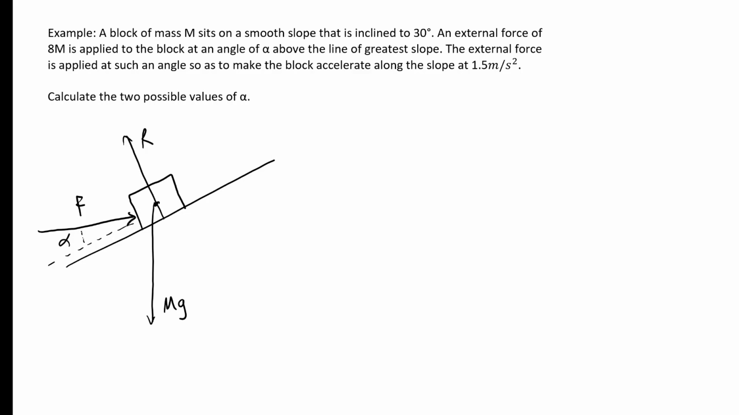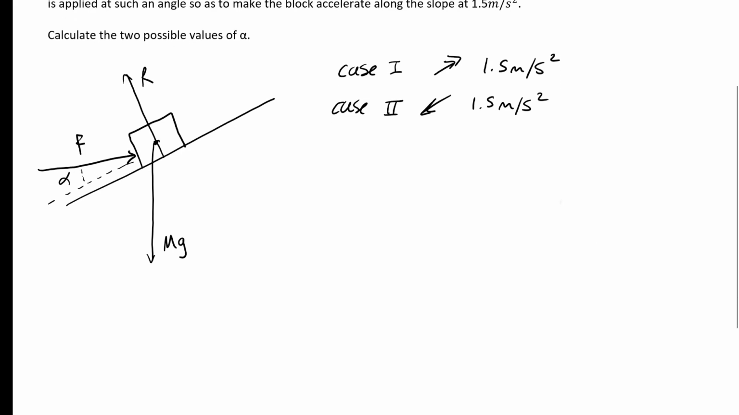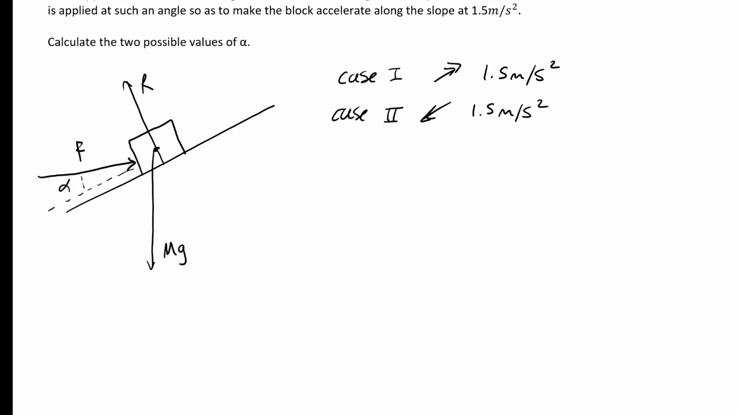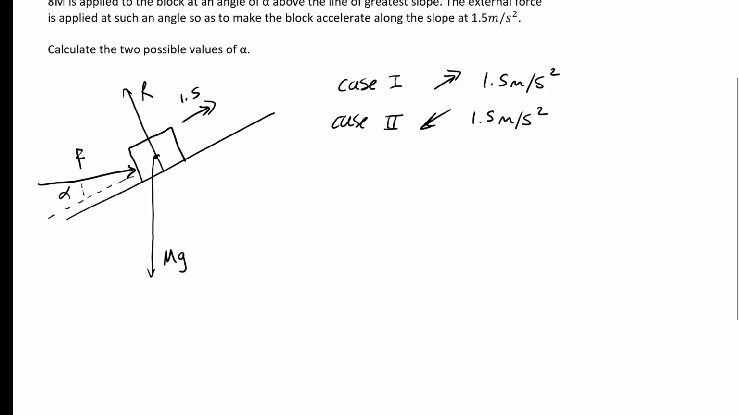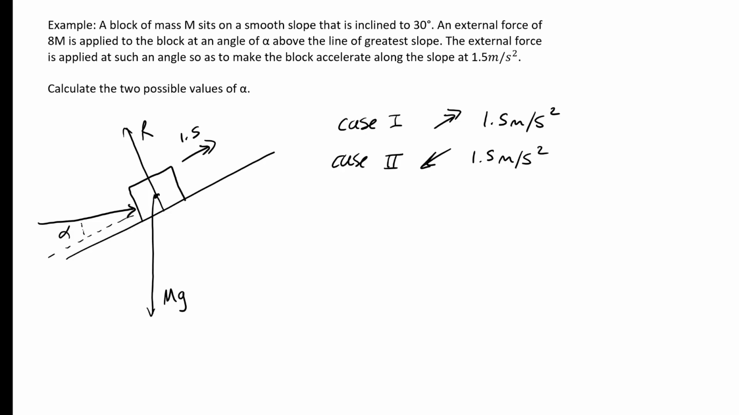So let's deal with this as if there are two cases. So case 1. Acceleration is up the slope at 1.5 meters per second squared, and then case 2, acceleration is down the slope at 1.5 meters per second squared. So let's look at case 1 first. So we'll put that into the diagram. That's 1.5. The force F, we're told the size in the problem, so that's 8m.